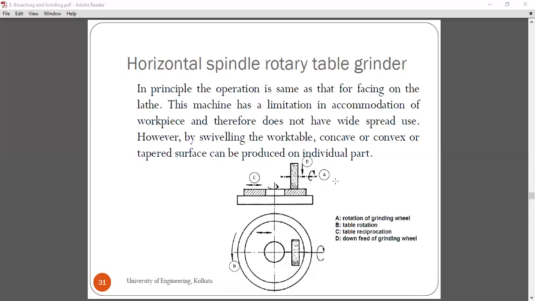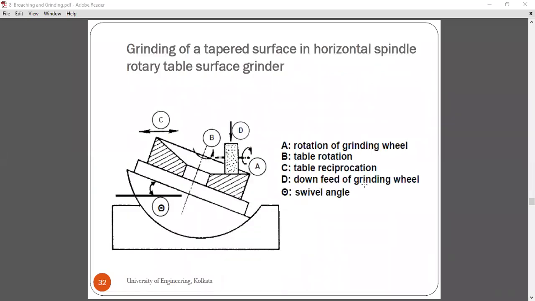the spindle is horizontal and the table rotates. Okay, so you can produce different types of surfaces, tapered surface, concave surface, or convex surface, and we can use the grinding operation for these. This is again a special kind of grinding machine. Okay. Next is grinding of a tapered surface in a horizontal spindle rotary table surface grinder.